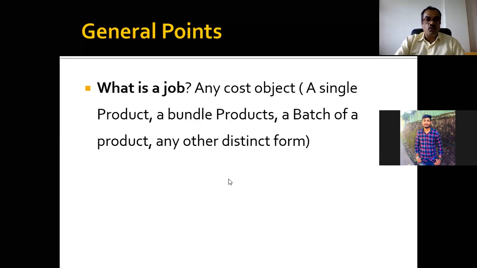So now we'll move on to what a job is. Now, job costing, we should know exactly what is meant by job. It could be any object, any cost object. Already we talked about cost object. What is a cost object? A single product, a bundle of products. There could be a bundle.